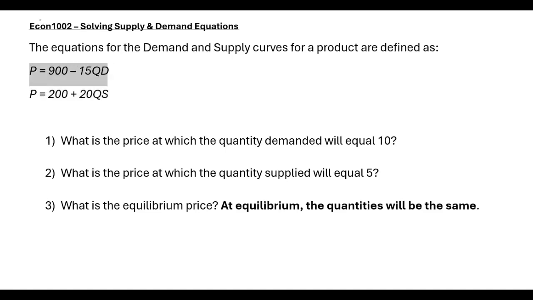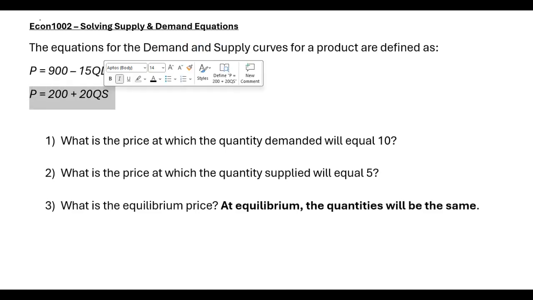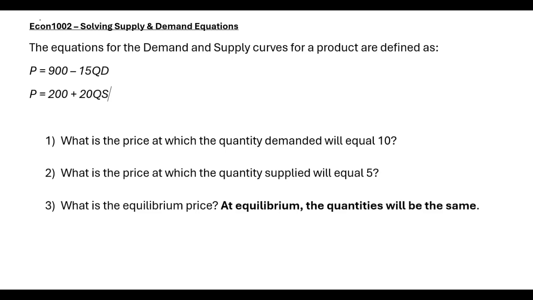So this would be an algebra equation to describe the demand curve, and this would be an algebra equation to describe the supply curve. I just want to explain this for you because I don't know that this is in the current textbook. If we describe the curve through an equation, we're saying that the price is going to be equal to a $900 starting point, and then subtracting $15 for every additional quantity that's being demanded.